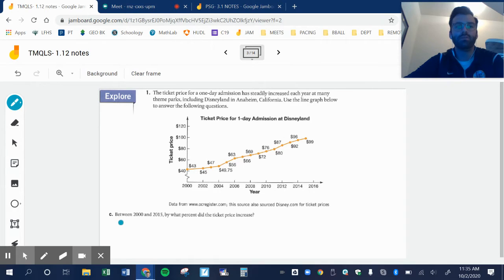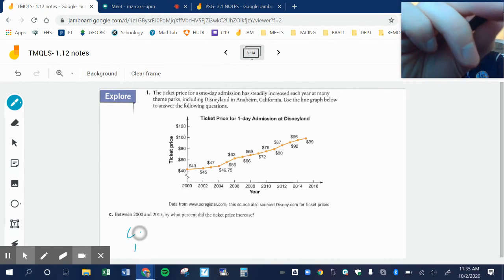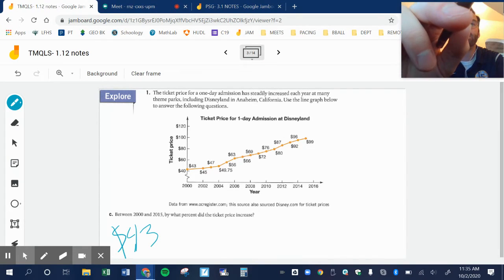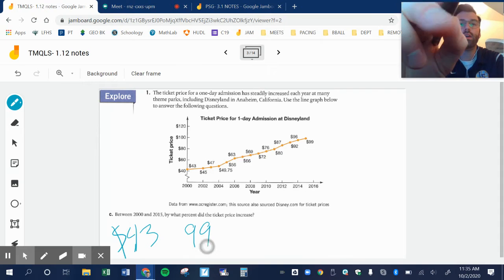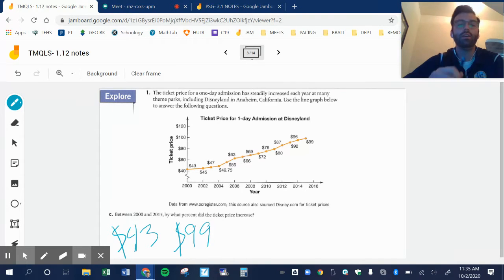Same question, different part. Between 2000 and 2015, by what percent did the ticket price increase? So 2000, it was $43. And in 2015, it was $99. So this is kind of a preview of what we're doing today.